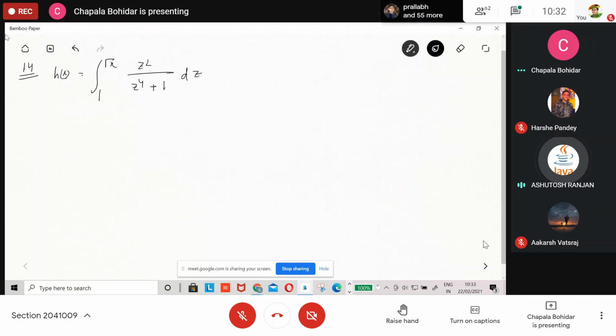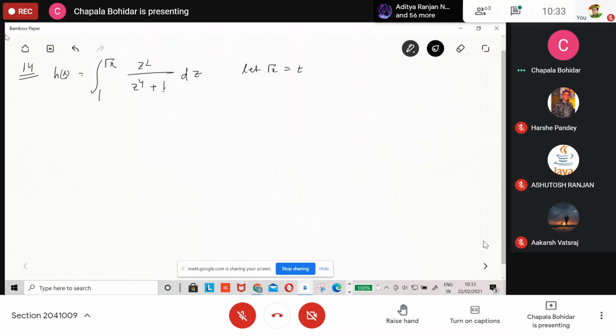Now we consider root x as some variable. First, this function is continuous, and is it differentiable or not? Tell me first. Continuous and differentiable, yes. This function is z to the power 4 plus 1, so it is continuous and differentiable. Now here it is 1 to root x. Let root x be equal to t.